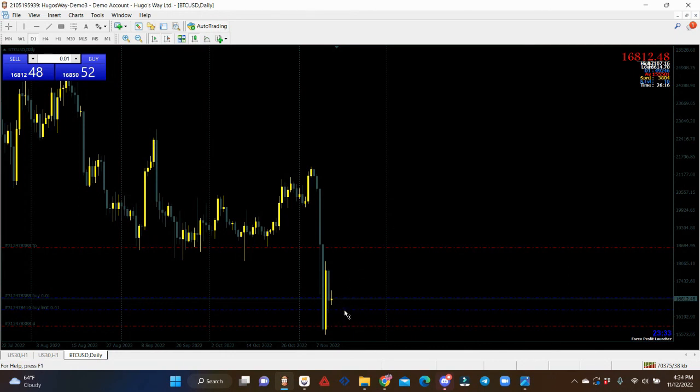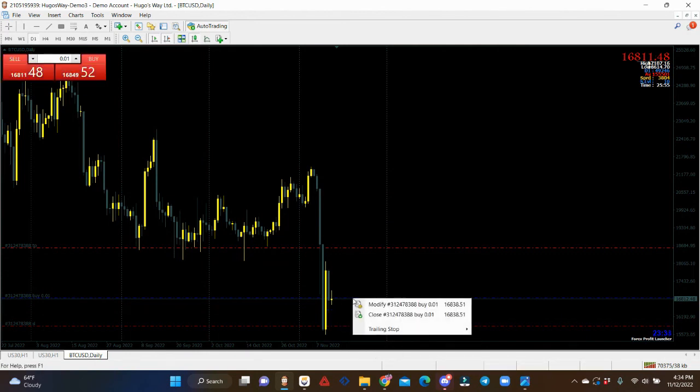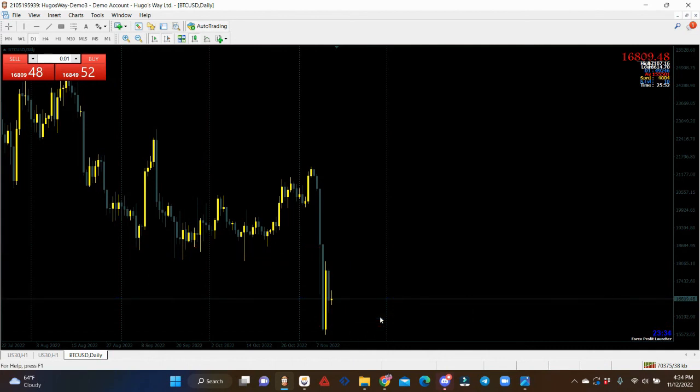If you want to delete a trade, you right click, click delete. If you want to close a trade that you're currently in, you'll right click and you'll click close.